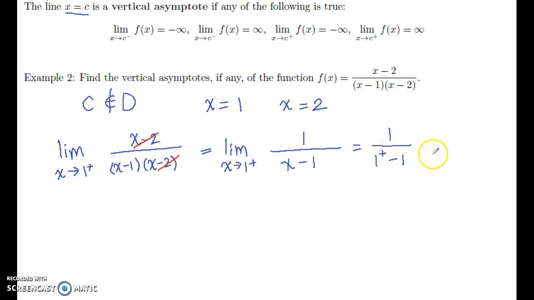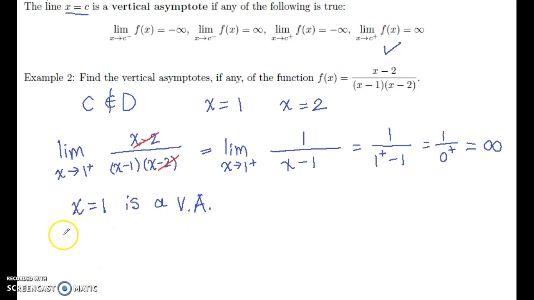So if you do direct substitution, it's 1 divided by 1 plus minus 1. So it's a little bit more than 1, subtract 1. You get 1 divided by a little bit more than 0. And using the rule from the definition of vertical asymptote, this is positive infinity. We satisfy this condition: the limit as x approaches 1 from the right of f of x is positive infinity. So x equals 1 is a vertical asymptote of the function.